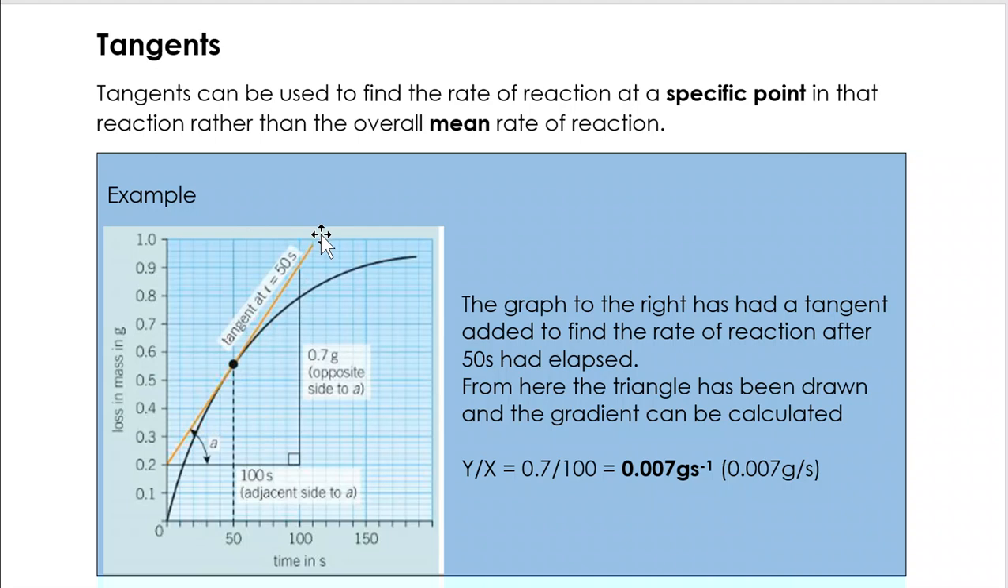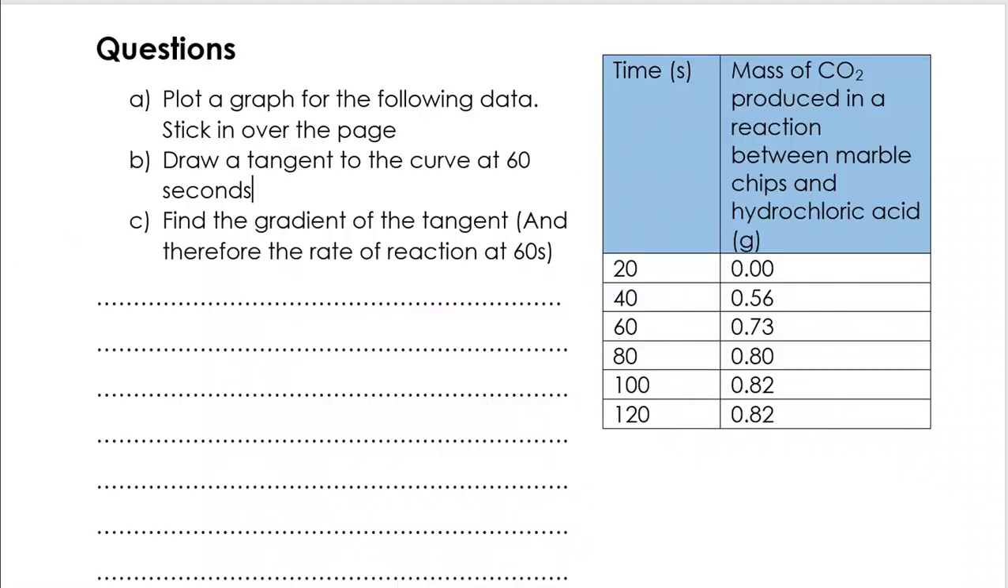Now, from your knowledge of maths, you will know that's a straight line that only touches the curve at that point. From there, you are going to work out what the gradient of the line is, change in y over change in x. And you can see there, that's 0.7 divided by 100. We get 0.007 grams per second. So there's an opportunity for you to have a go at plotting here, work through the question and see how you do.